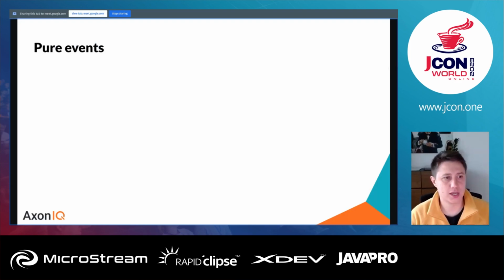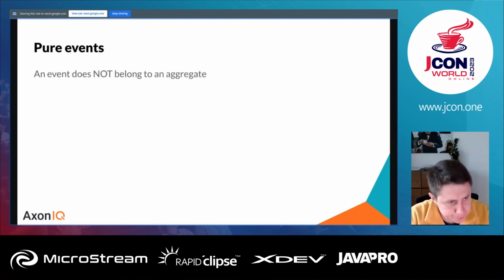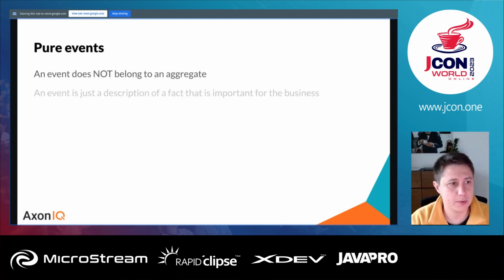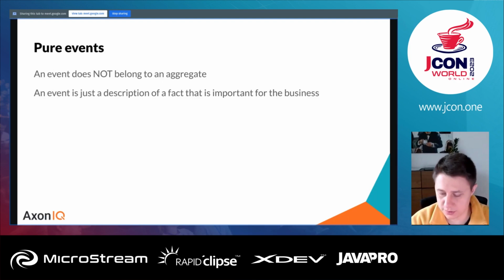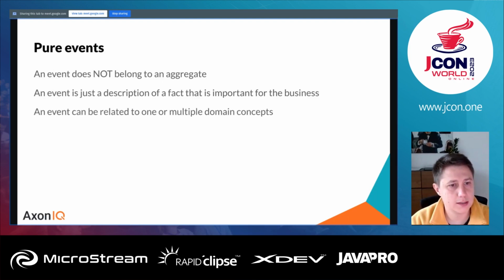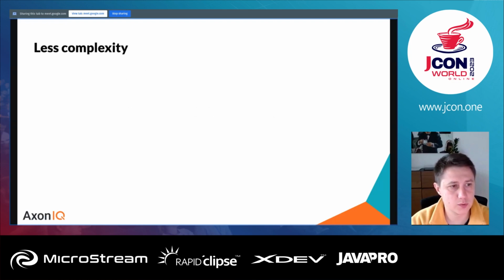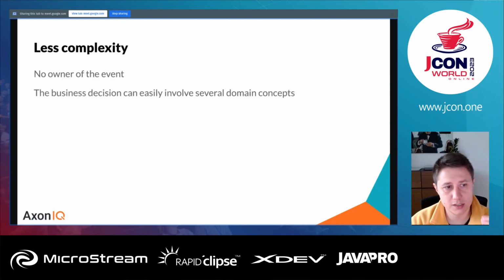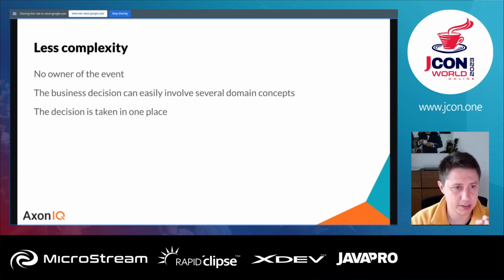Let's focus again on these pure events. Let's see their characteristics. They are events that do not belong to an aggregate, so there is no ownership on them. They represent a fact that is relevant, important to the business, and only that. And they can be related to one or multiple domain concepts. And there are some benefits. The first one is less complexity, because there is no owner. The business decision can now easily involve several domain concepts, and the decision is taken in one place.